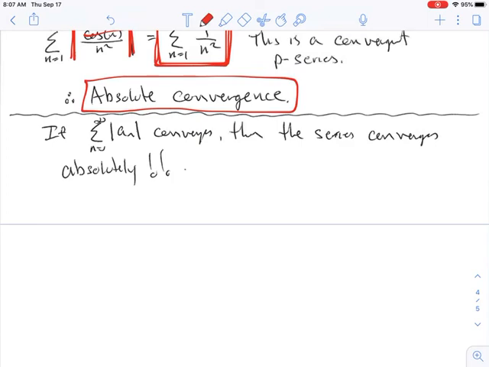All right, that's it for this video. I might throw in another video, do a couple more of these problems, but you're also going to see more of these problems in the next section when we get into the ratio and root tests. We're going to be talking a lot more about absolute convergence.